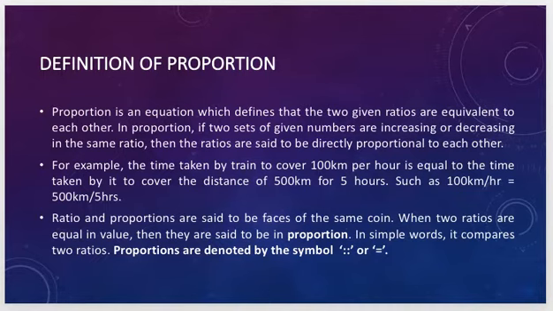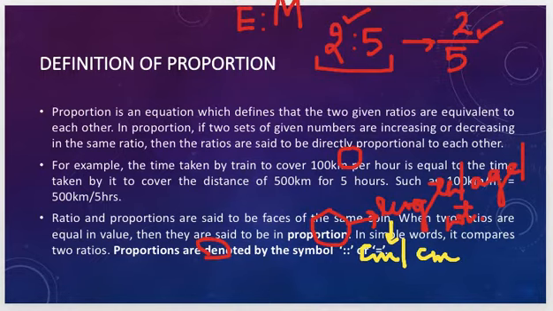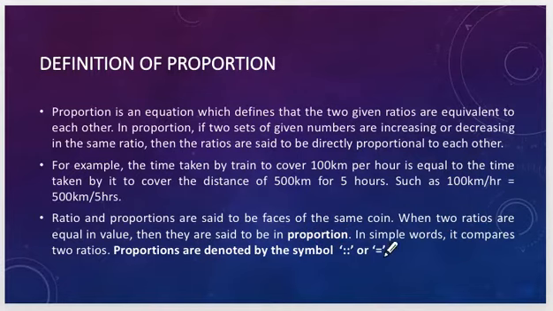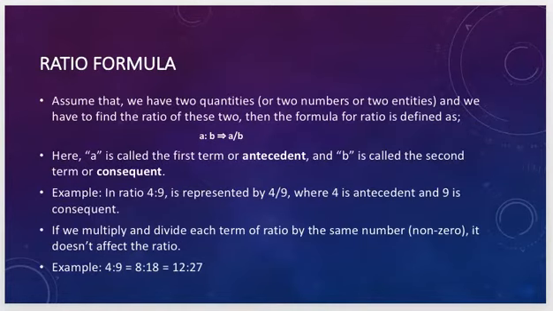And what is the symbol that we use over here? The symbol that we use over here is this, either double colon or equal to. Is that clear? Now let's move on to the next part, that is the ratio formula, and then we'll be talking of the proportion formula.